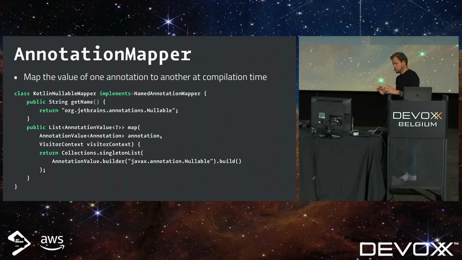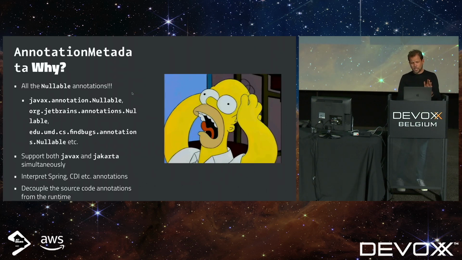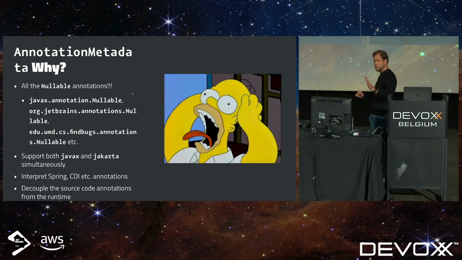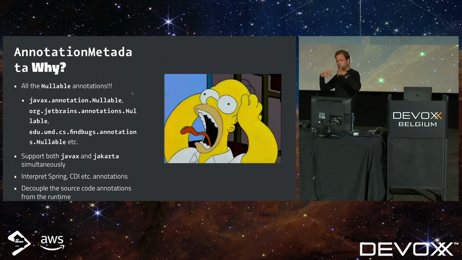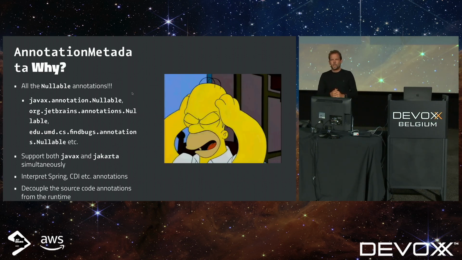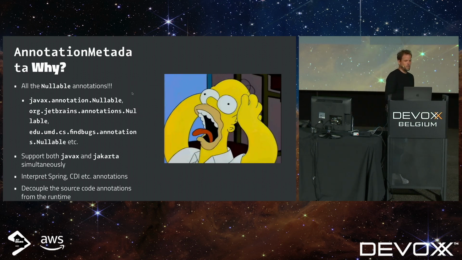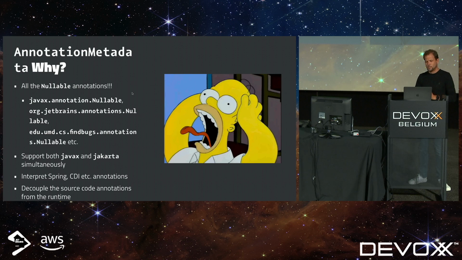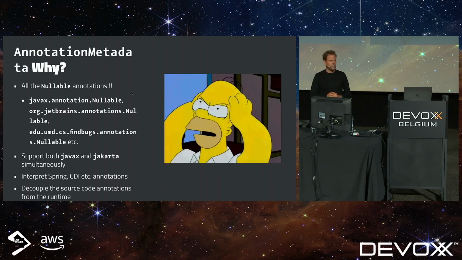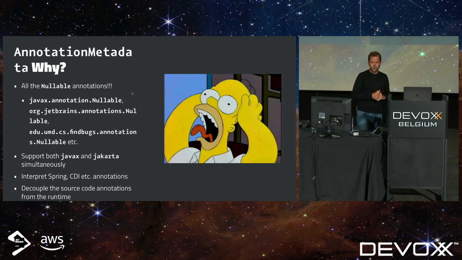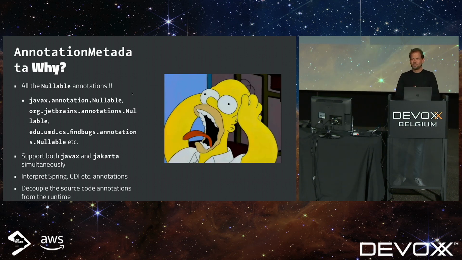And it's immensely powerful, right? Because the compiler features something called annotation mappers, for example. I already did the demo of annotation metadata, but it basically drives me nuts in the Java ecosystem, right? As a framework author, you have nullable annotations everywhere. You have javax.annotation.Nullable. You have the Kotlin version, which is org.jetbrains.annotations.Nullable. You have FindBugs, which defines its own nullable annotation. Spring has its own nullable annotation. Micronaut, yes, also has its own nullable annotation. So there are nullable annotations everywhere.